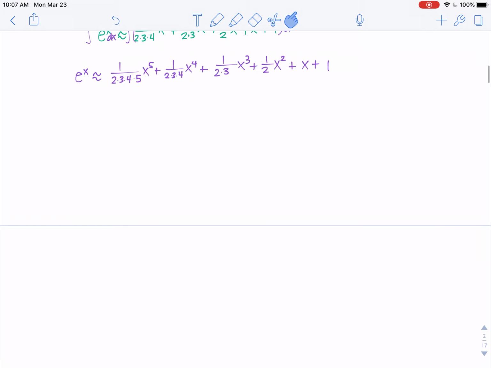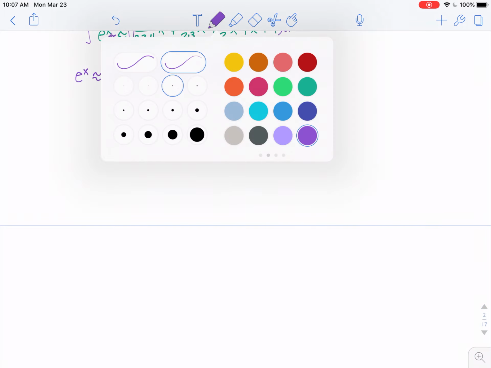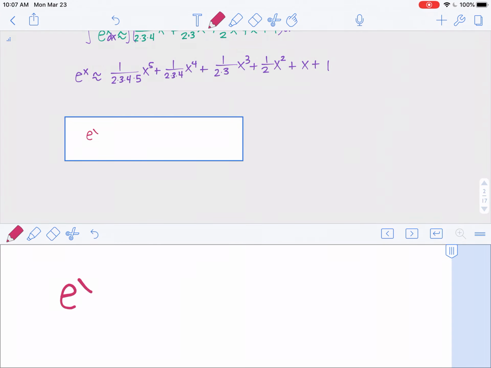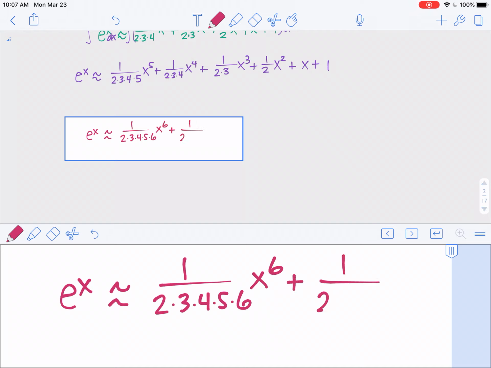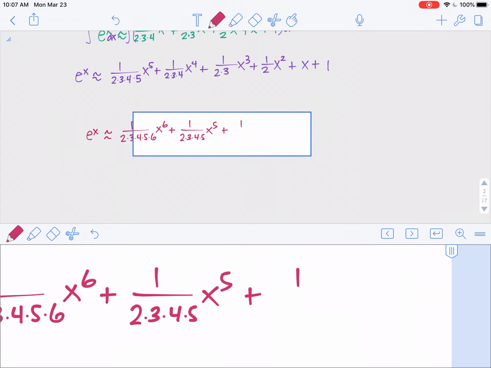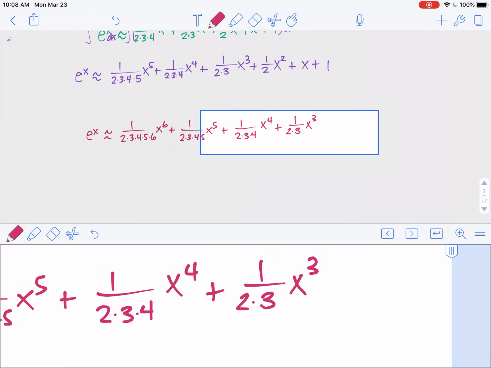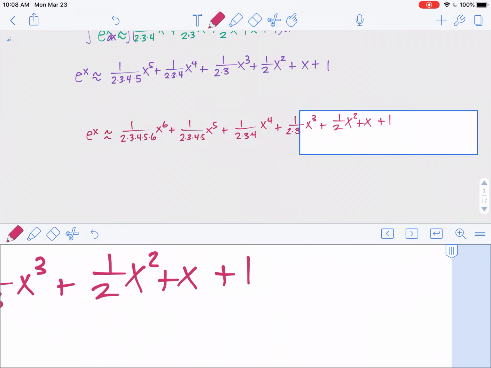Okay. And so I can continue on, right? I probably don't even need to do another integral. Maybe we could just write down what we would see if we did another integral. Okay, it would be 1 over 2 times 3 times 4 times 5 times 6 x to the 6th plus 1 over 2 times 3 times 4 times 5 x to the 5th plus 1 over 2 times 3 times 4 x to the 4th plus 1 over 2 times 3 x cubed plus 1 over 2 x squared plus x plus the c value, which would be 1.